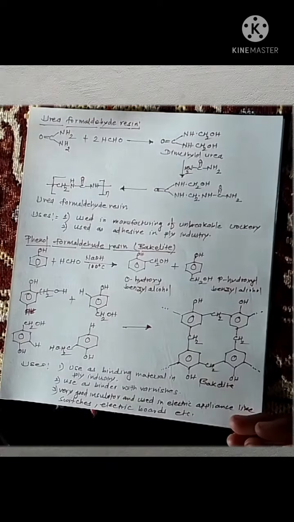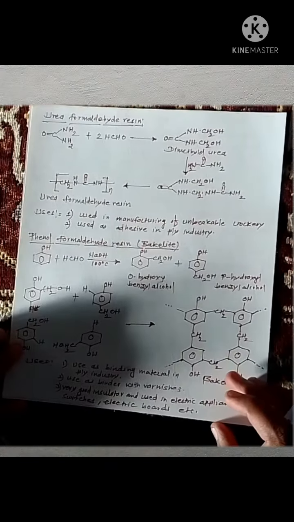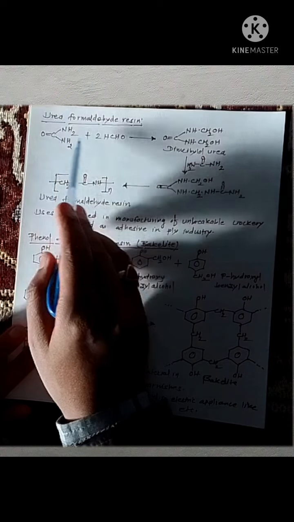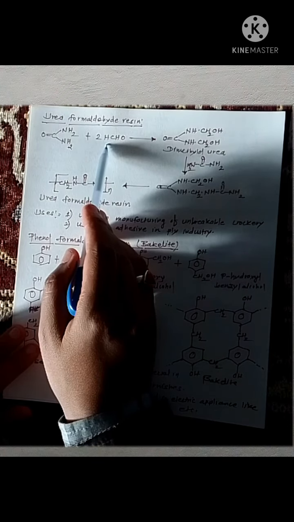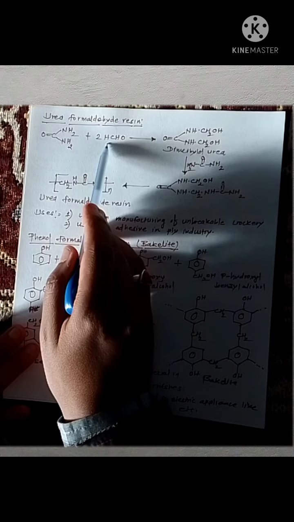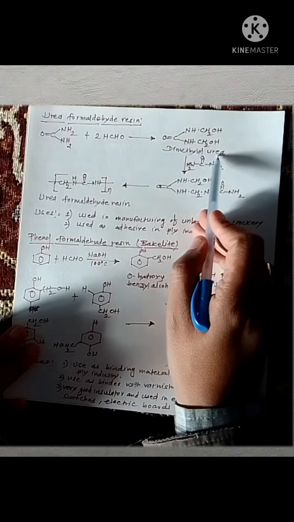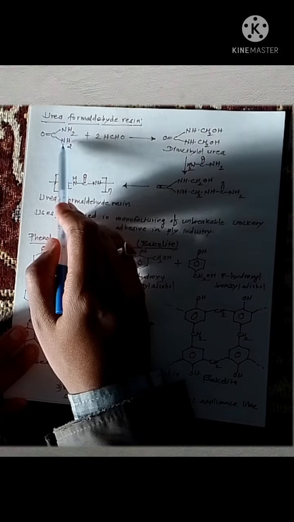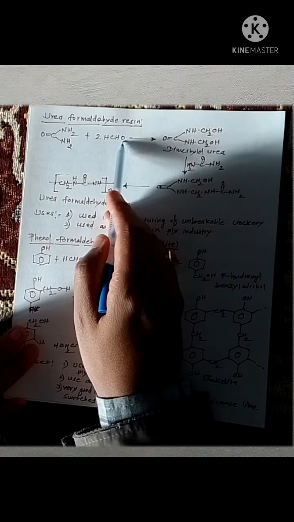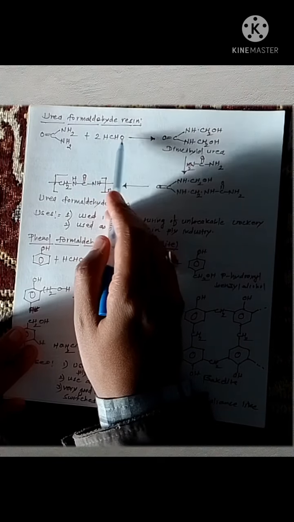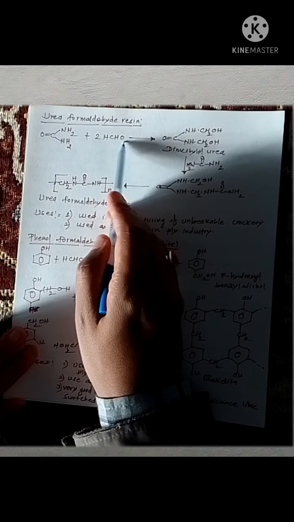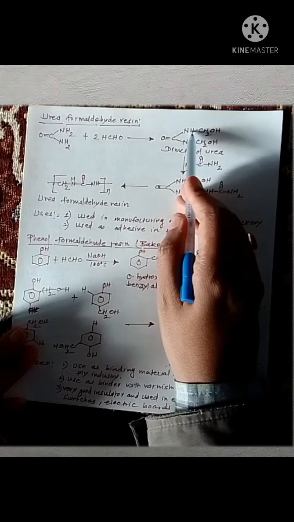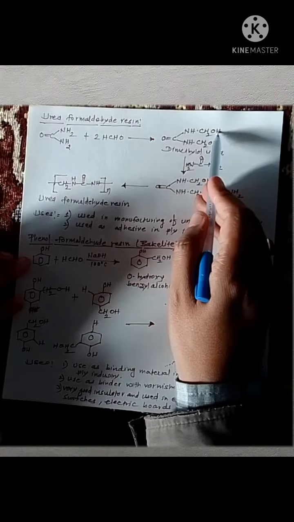Now we are going to see the synthesis of urea formaldehyde resin. Urea formaldehyde resin is basically prepared by the reaction of urea and 2 moles of formaldehyde. When urea is reacted with 2 moles of formaldehyde, we basically get dimethylol urea. How is dimethylol urea obtained? Basically one of the hydrogens from both these NH2 groups comes onto the oxygen, so C double bond O is converted into COH. So basically we get CH2OH here. One of the hydrogens of this NH is shifted onto the oxygen.